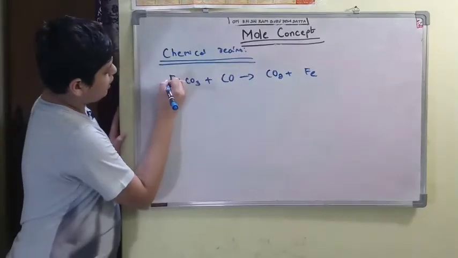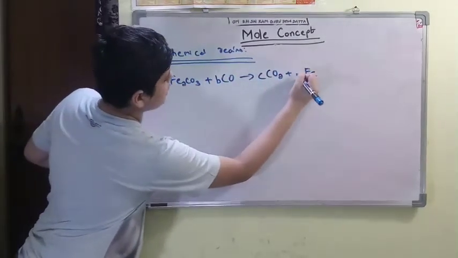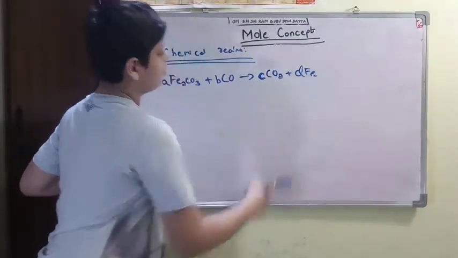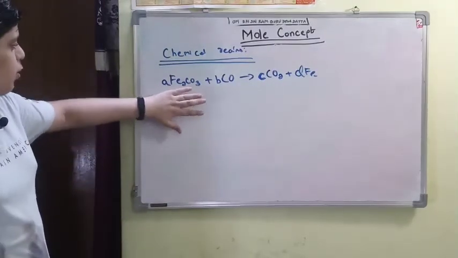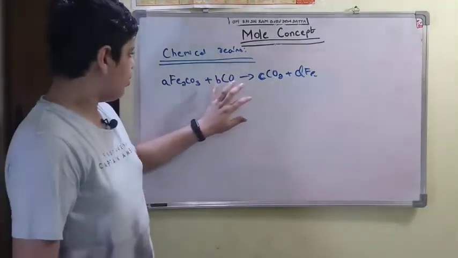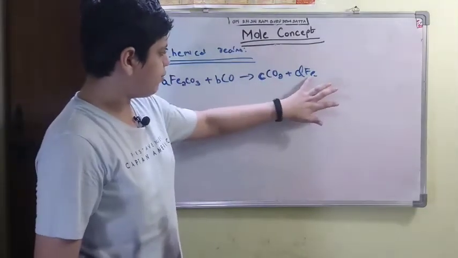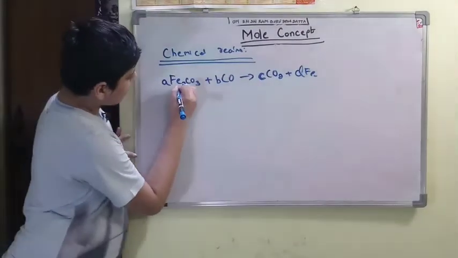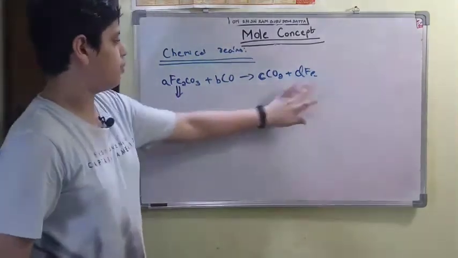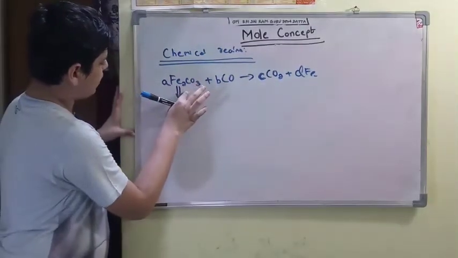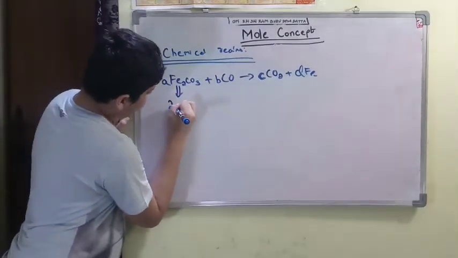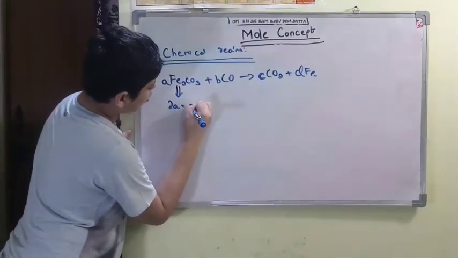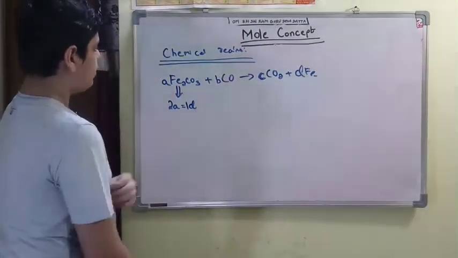Let us assume the numbers of moles are A, B, c, D. We are assuming the number of moles of Fe2O3 is A, CO is B, CO2 is C, and Fe is D. Now let us find out how to balance it. First we will balance the ferrum. There are 2 ferrum atoms, so we multiply by A: 2A is equal to 1 ferrum atom multiplied by D. So 2A is equal to D. We have balanced the ferrum.